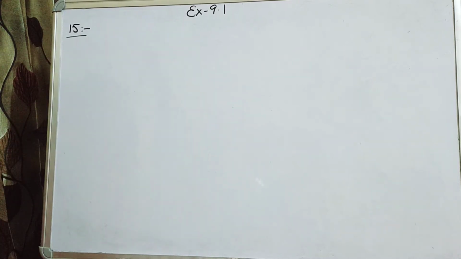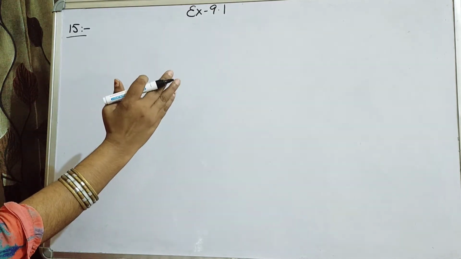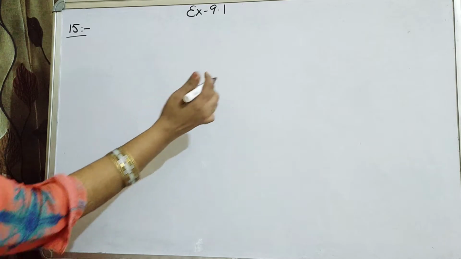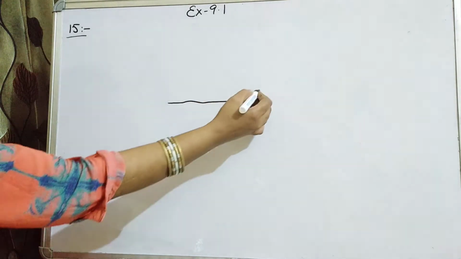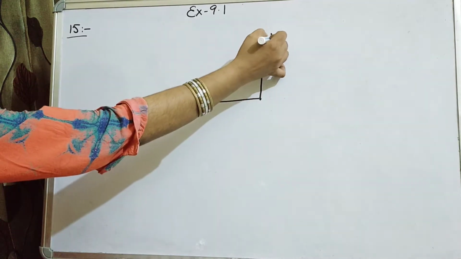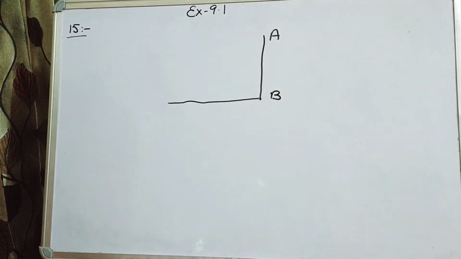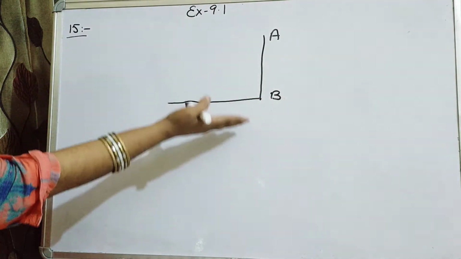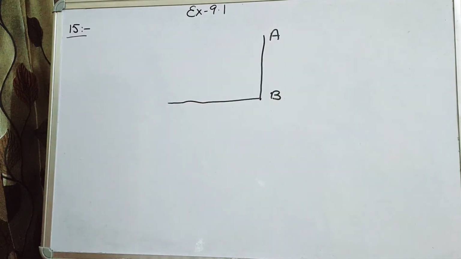Exercise 9.1. Here it is given that there is a straight highway that leads to the foot of a tower. Let us suppose this is the straight highway and it leads to the foot of the tower, where this is a tower, and let us give the name AB to the tower. So AB is the tower and this is the straight highway which leads to the foot of the tower.